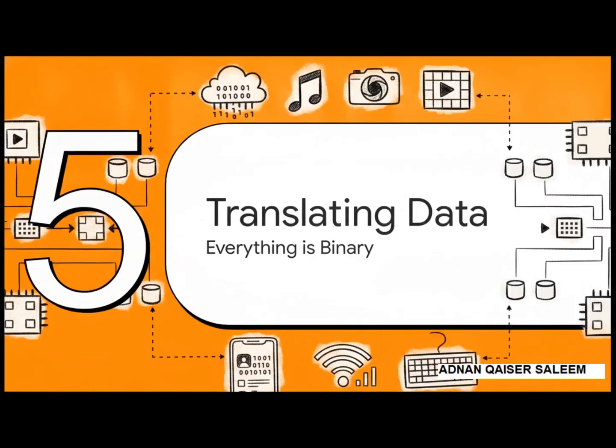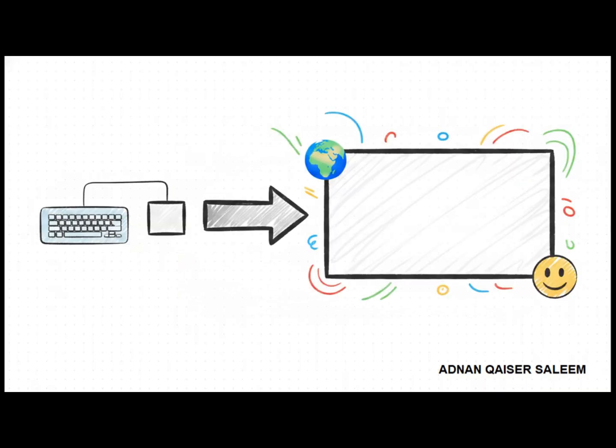All right, let's zoom out a bit for section 5, translating everything into binary. Let's start with text. When you type on your keyboard, the computer uses a character set to translate your keystrokes into binary code. An older, really common set is ASCII, which uses an 8-bit binary number for each character. That gives us up to 256 characters, which is fine for standard English.